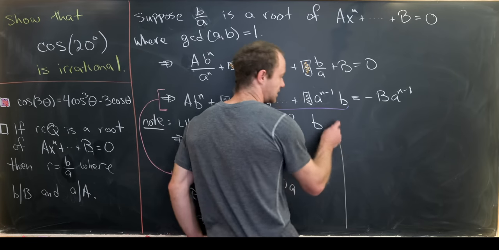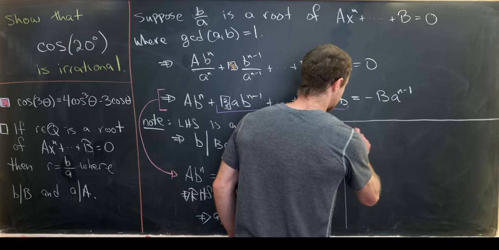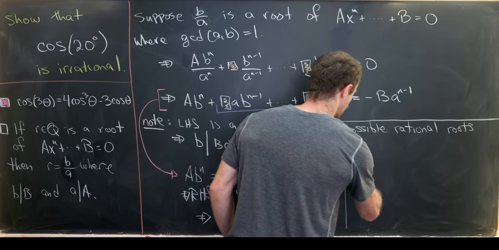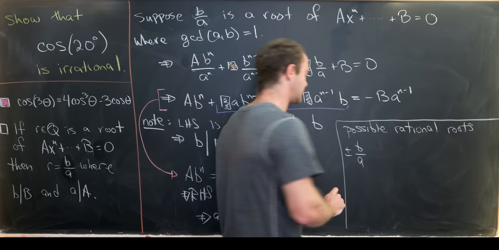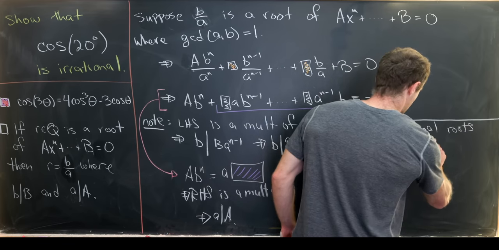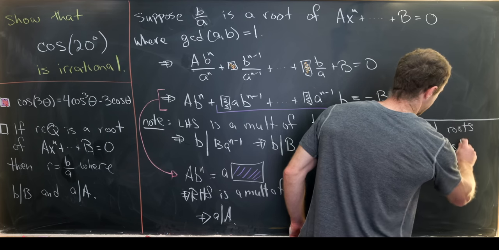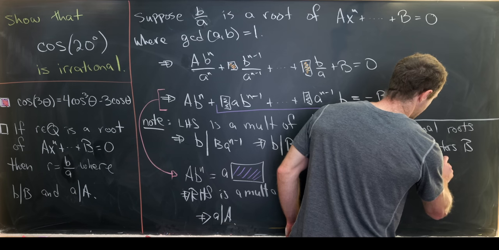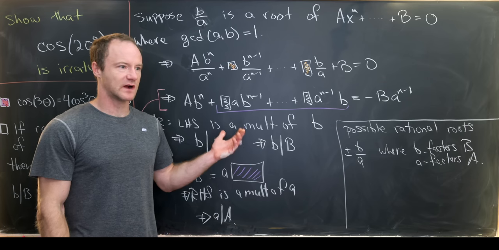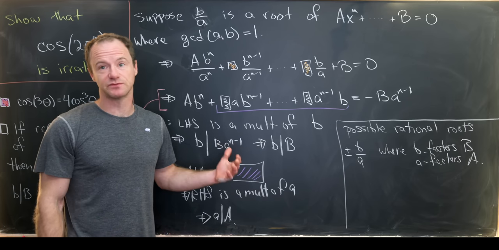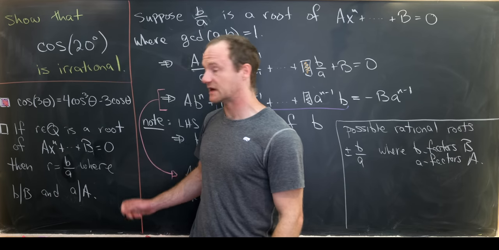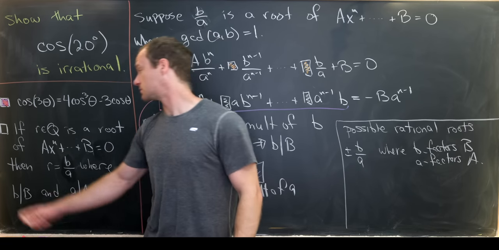So putting this all together, we see that possible rational roots of our polynomial are of the form plus minus b over a, where b are factors of capital B and a are the factors of capital A. So that means it's pretty easy to just write down a list of the possible rational roots for a polynomial. Okay, so now we've got this tool taken care of and we're ready to write down our solution.